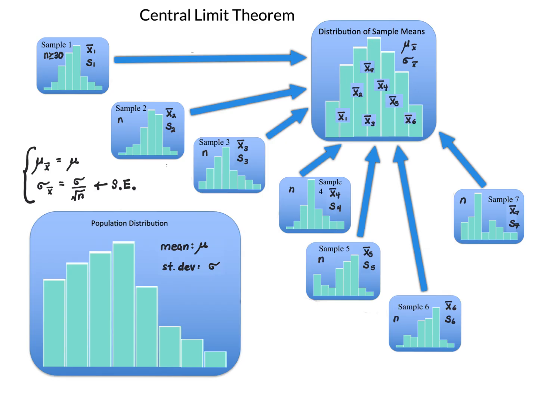the mean of the sampling distribution of sample means equals the mean from the population, and the standard deviation, or standard error, of the sampling distribution of sample means is equal to the standard deviation from the population divided by the square root of the sample size of the original samples that were taken with replacement from the population.